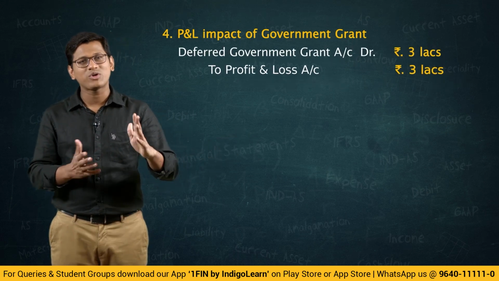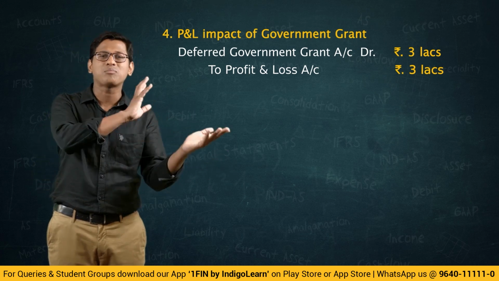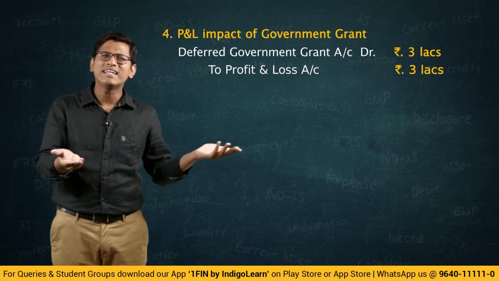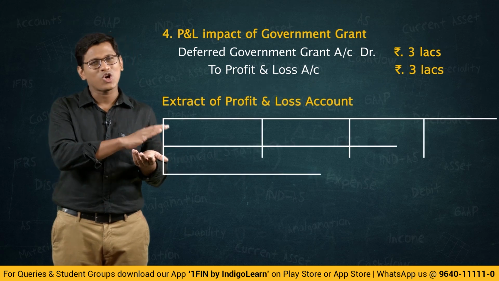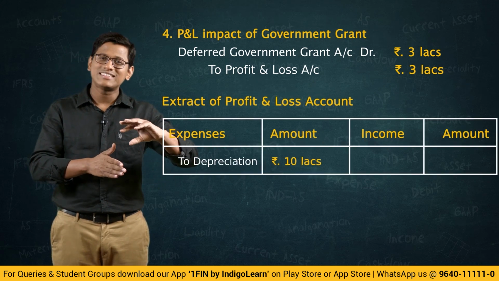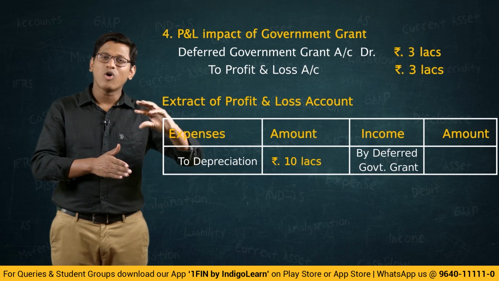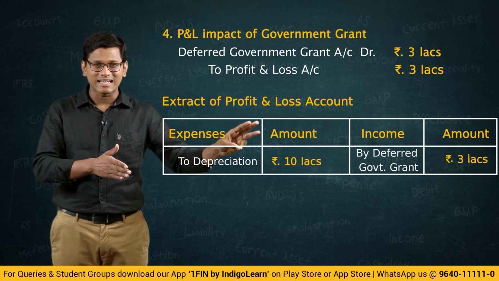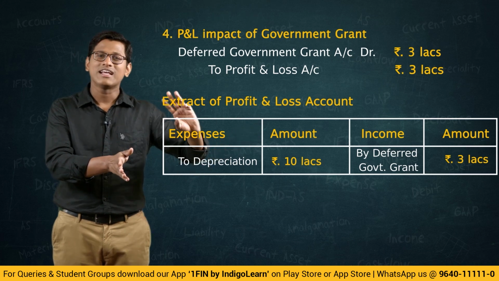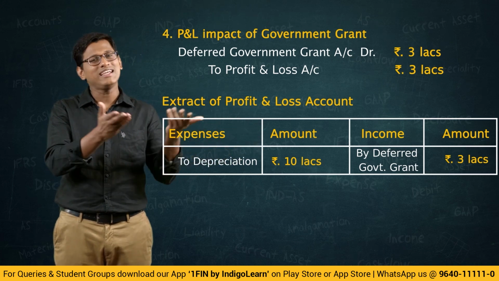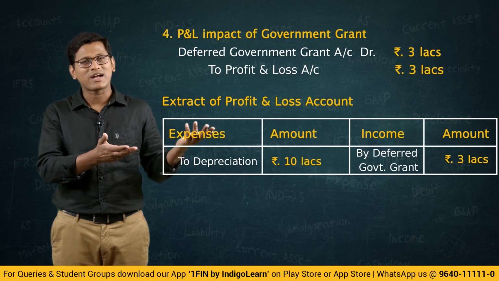So in the P&L account, effectively you are giving a credit impact to the extent of 3 lakhs. So that is what is happening. If you look at the net impact, depreciation of 10 lakhs got debited to P&L and the deferred government grant that went into P&L is to the extent of 3 lakhs. So 10 lakhs debited, 3 lakhs credited. Net impact, if you see, 10 minus 3, again 7 lakhs, is the net impact hitting the P&L.